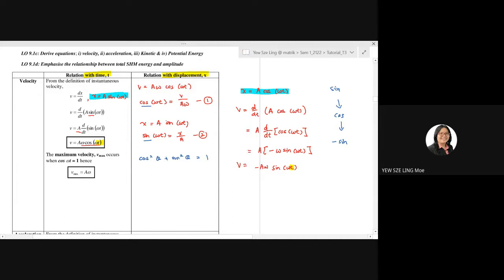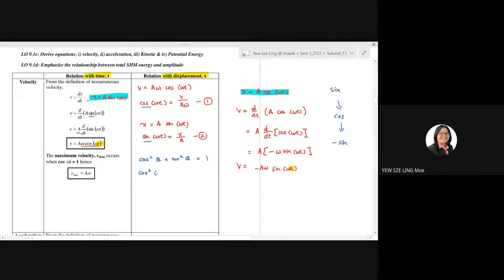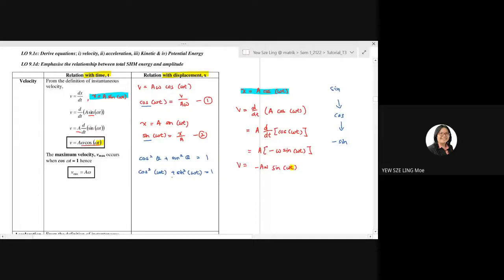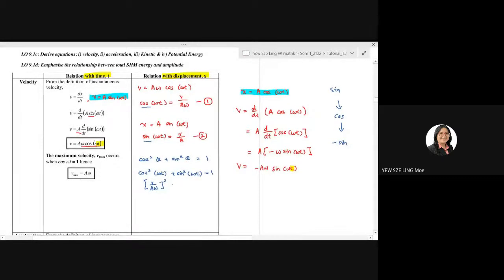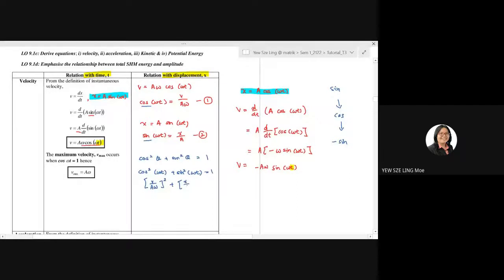So cos square theta in our case here is actually cos square omega t plus sine square omega t equals to 1. Cos square omega t I have here (v over a omega) square plus (x over a) square equals to 1. So what am I going to do next? I'm going to rearrange the equation.